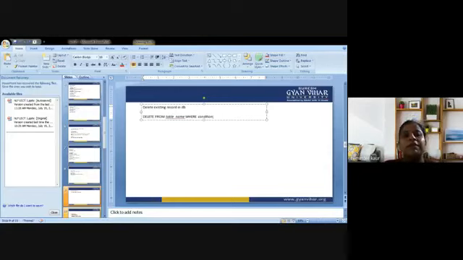So the where clause specifies which records should be deleted. If you omit the where clause, all records in the table will be deleted.